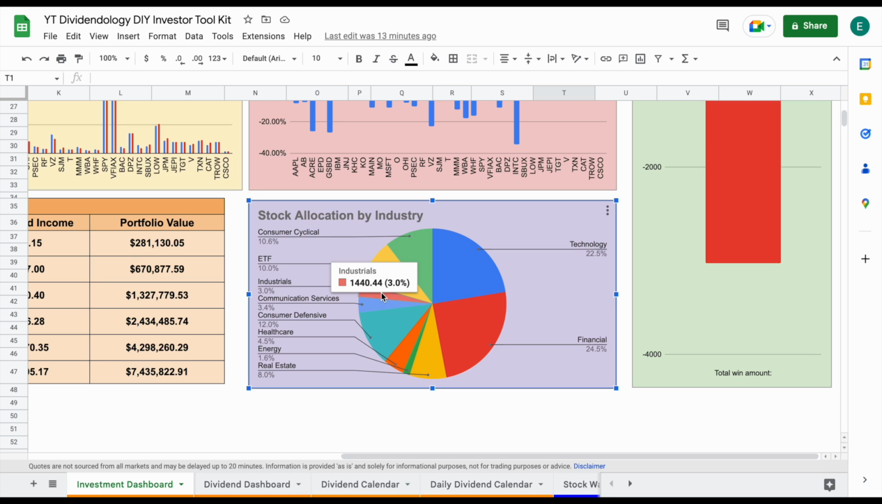Looks like industrials 3%, communication services 3.4%, consumer defensive 12%, and then I have two large positions in technology and financial. So something that I do need to take note of is that both of these positions take up large positions in my portfolio, so I may want to consider making moves in these areas as well.